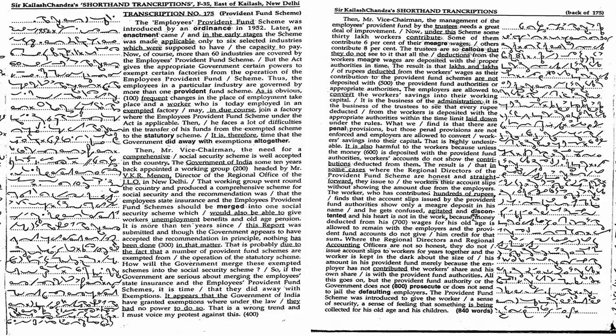Then, Mr. Vice Chairman, the management of the Employees Provident Fund by the trustees needs a great deal of improvement. Now, under this scheme, some 30 lakh workers contribute. Some of them contribute 6% of their meagre wages, others contribute 8%. The trustees are so callous that they do not see to it that all the deductions from the workers' meagre wages are deposited with the proper authorities in time. The result is that lakhs and lakhs of rupees deducted from the workers' wages as their contribution to the provident fund schemes are not deposited with the provident fund authorities or appropriate authorities.